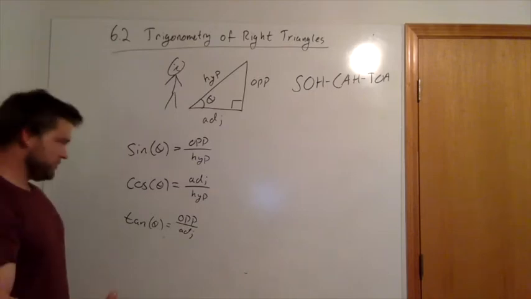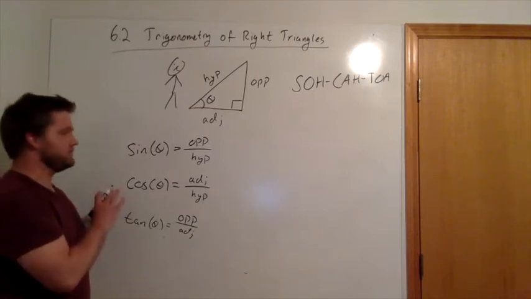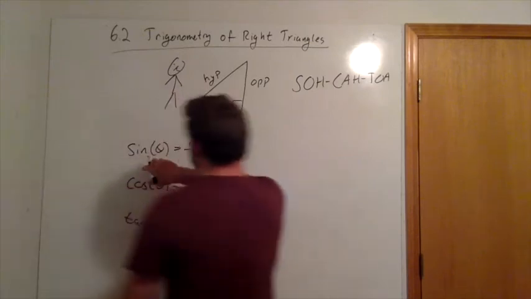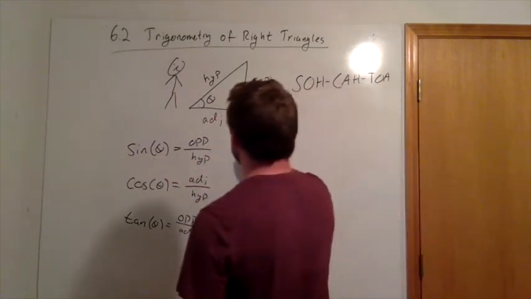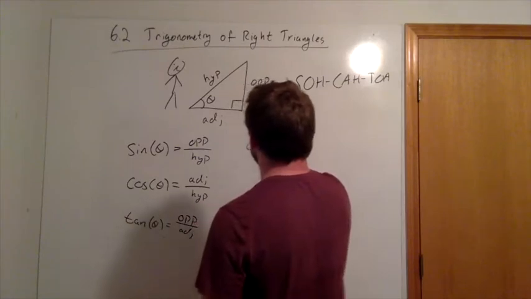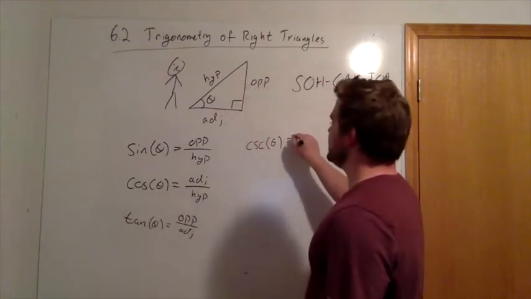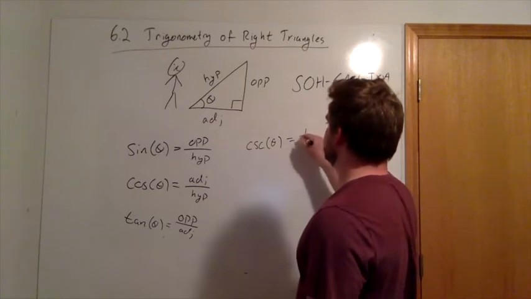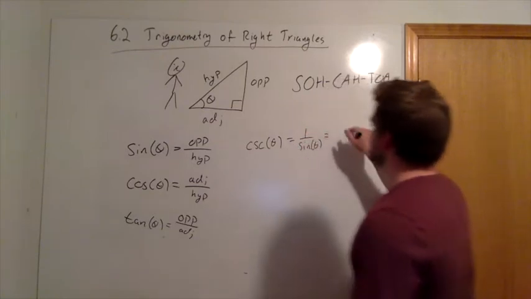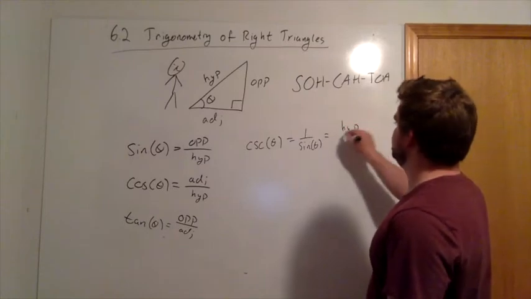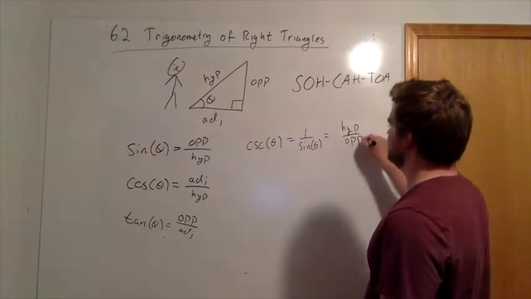Now the other three trig functions are the reciprocals of these. So the reciprocal of sine is what we define to be cosecant, and we abbreviate that CSC. The cosecant of theta is the reciprocal of sine. It's 1 over sine. So that'll be hypotenuse over opposite.